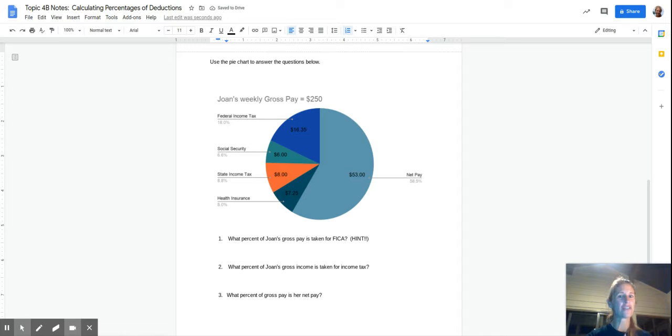Because FICA is Social Security, which I didn't even know, and I'm this old. So I guess I maybe knew it, but I first was putting FICA and Social Security as two different things, and they are not. They're the same thing. Learn something new every day. So, what percentage of Jones' gross pay is taken for FICA?